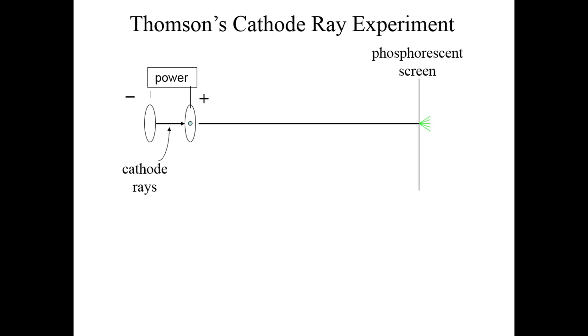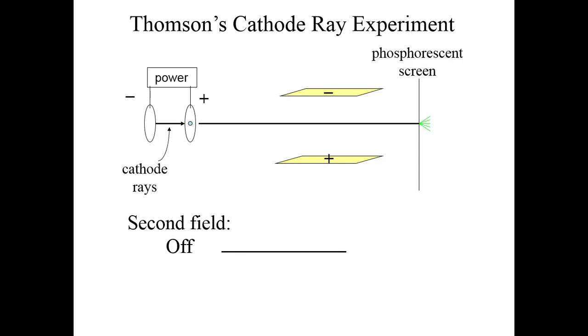To see if the cathode rays were charged, he then took a second set of charged plates, one above and one below the beam. Of course, when the second field was off, the cathode rays went straight through, as shown by the black line. When the plates of the second field were charged with a small amount of charge, he observed that the beam was deflected toward the positive plate, as shown by the blue line.